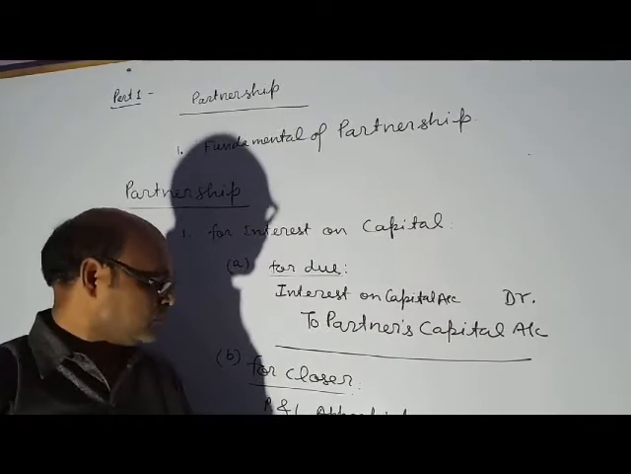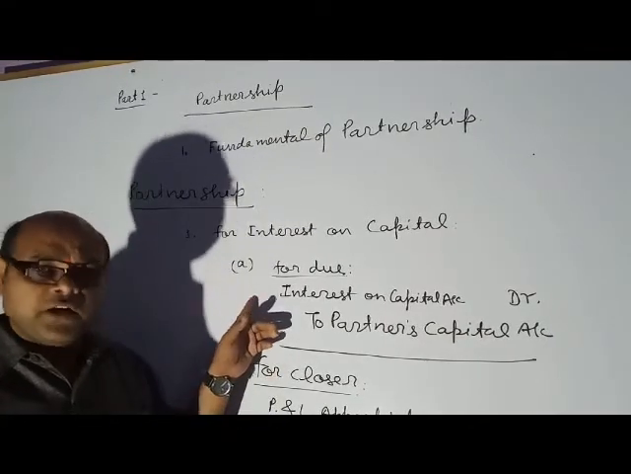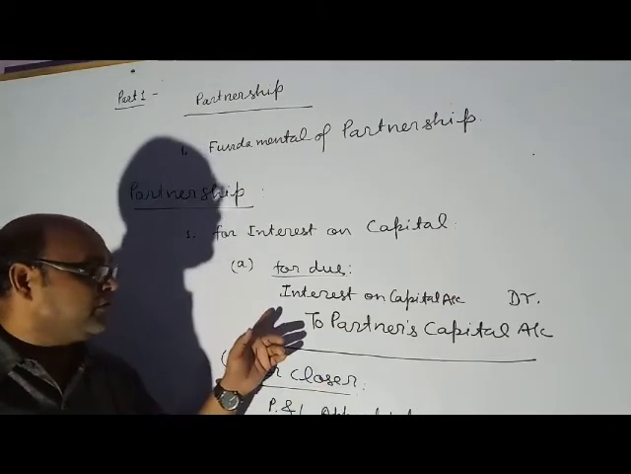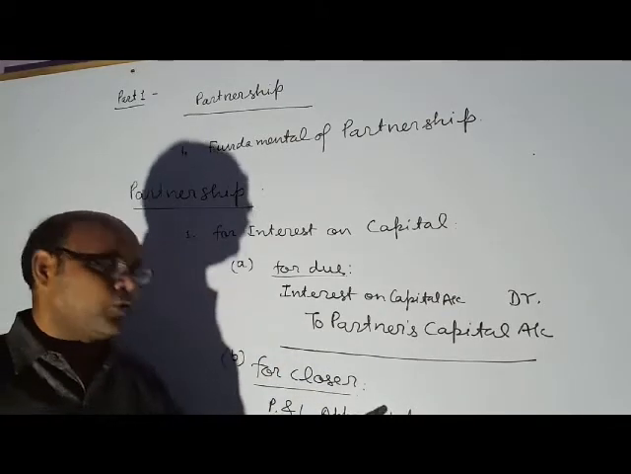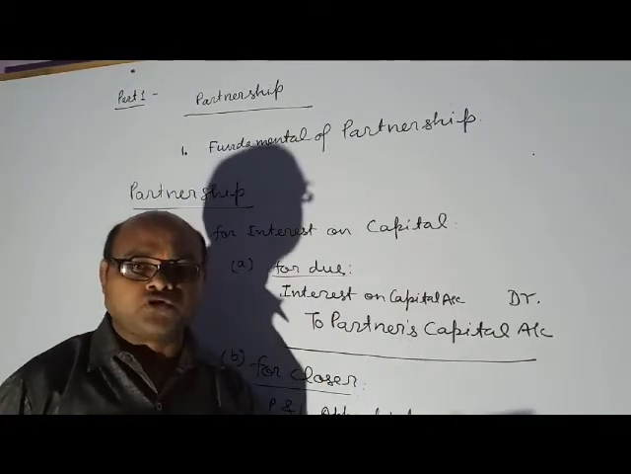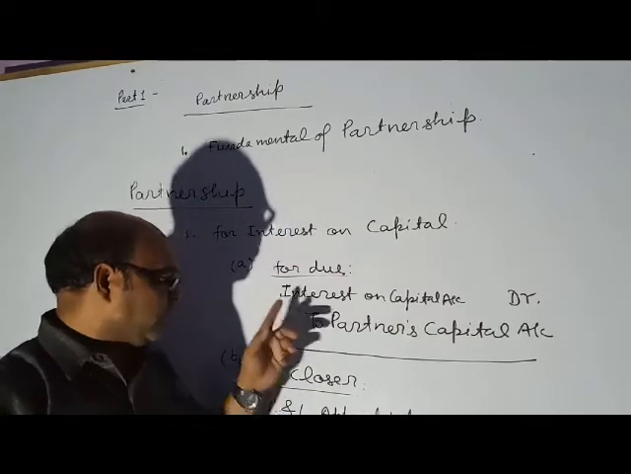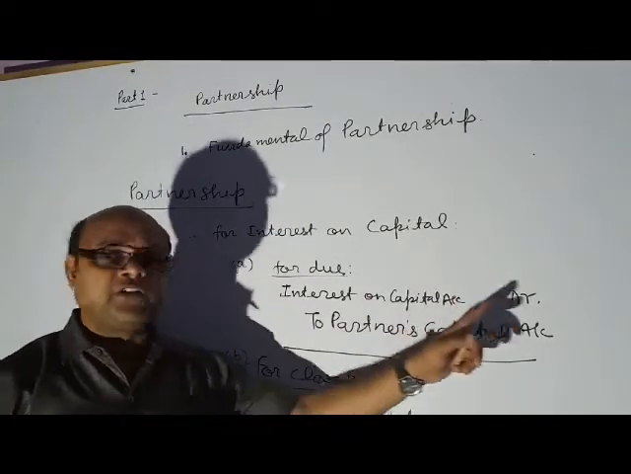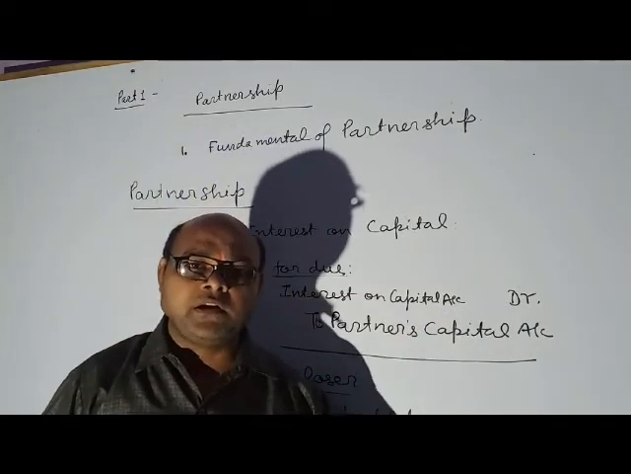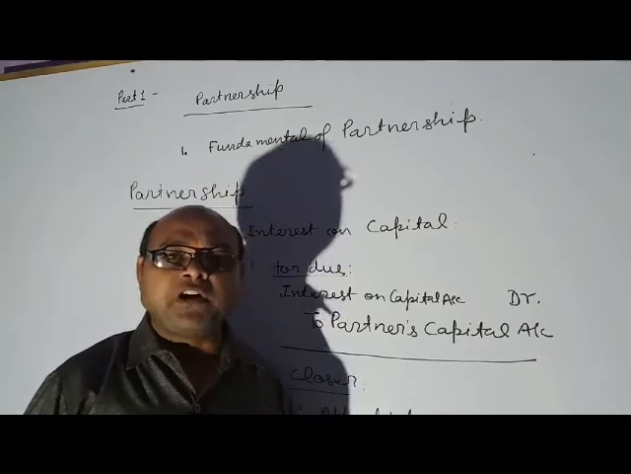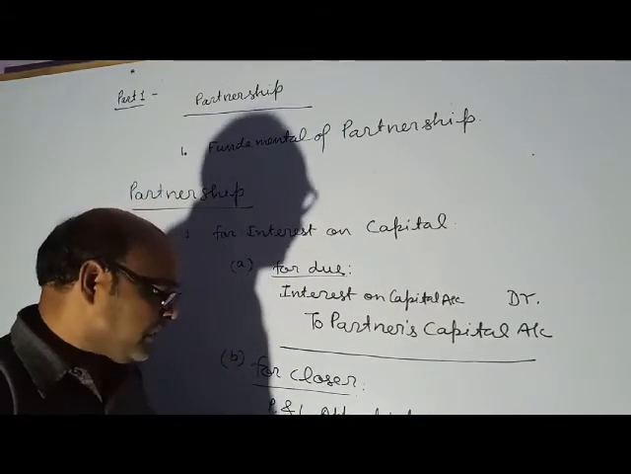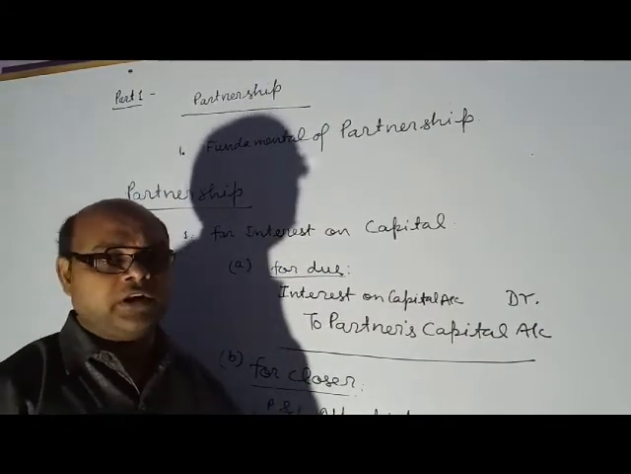Now, interest on capital is considered an expense, so it is transferred to the PL appropriation account, and the interest on capital account is closed. In the first entry you see interest on capital is debit, and in the second entry you see interest on capital is credit. So the interest on capital account has been closed. That is the reason we call this the closure entry.